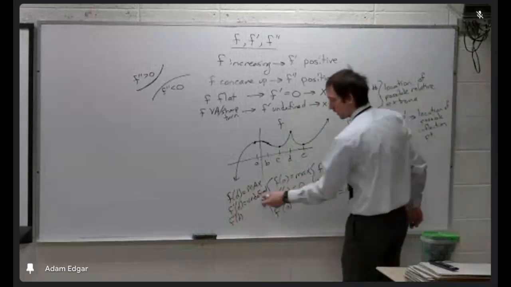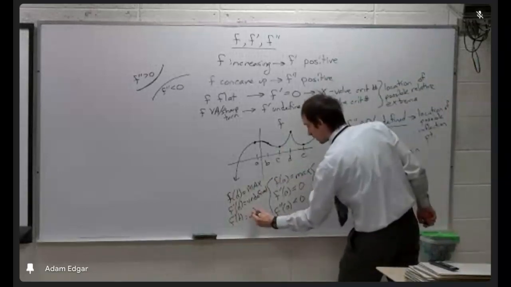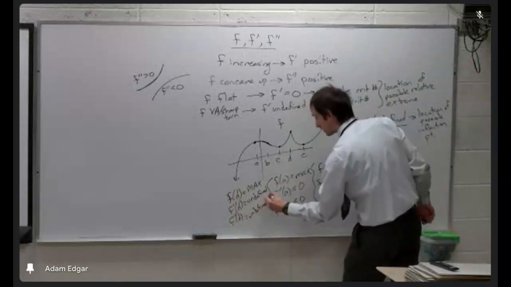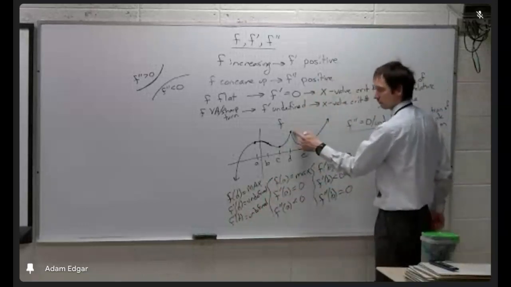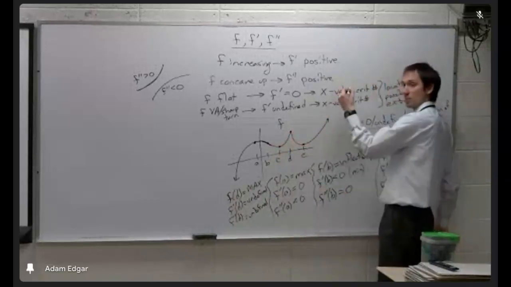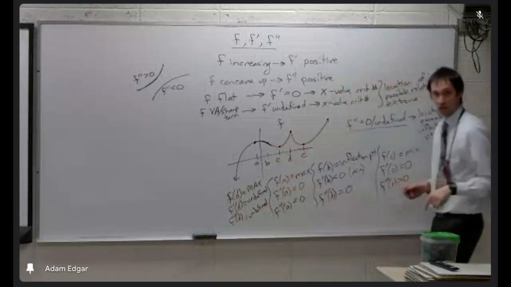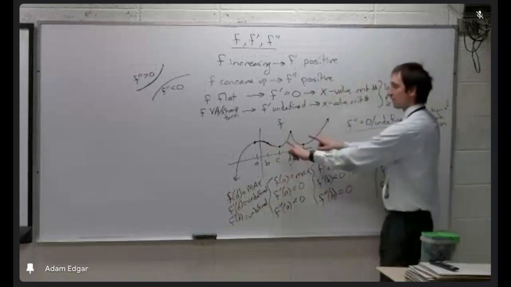So if the first derivative is undefined, then the second derivative is also undefined, which means we have to think about whether this is an inflection point or not. Is this an inflection point? No, because we're concave up, and then we're still concave up. So even though that's where the second derivative is undefined, it is not an inflection point because the concavity doesn't switch.